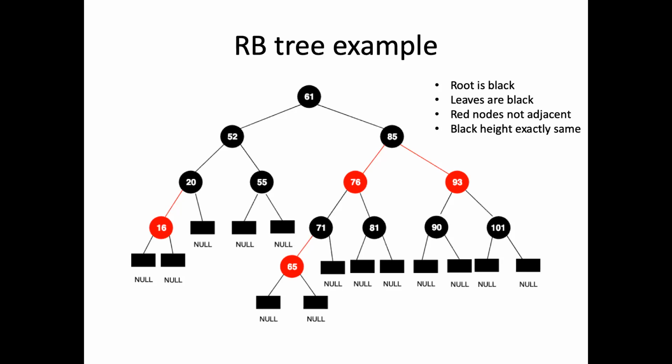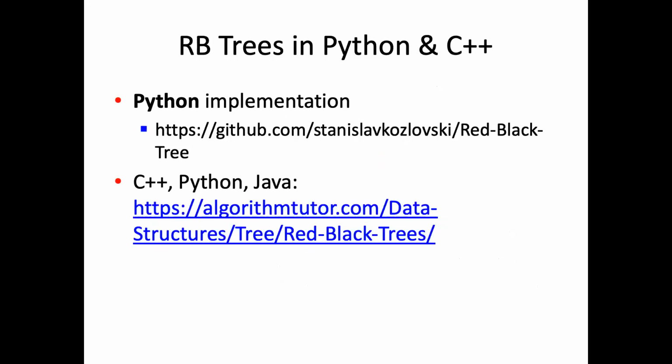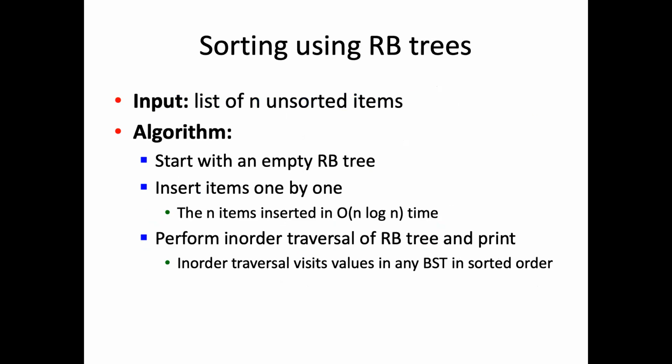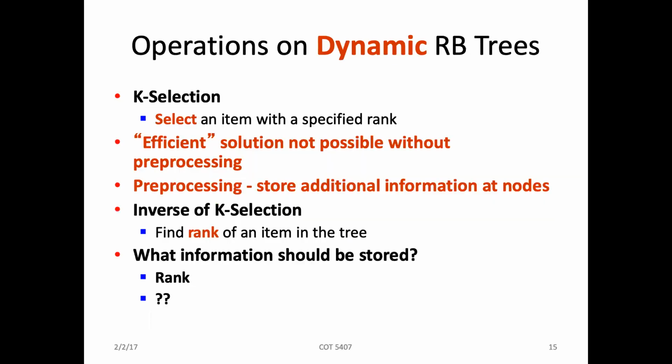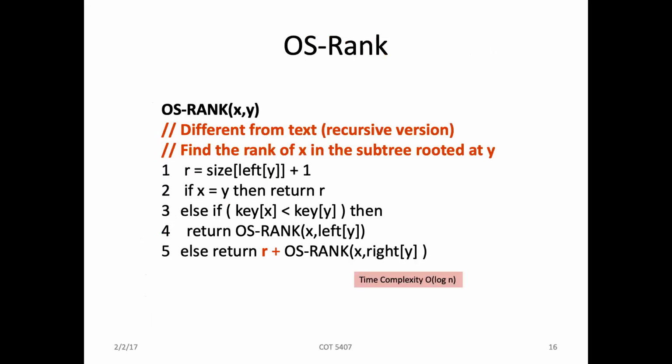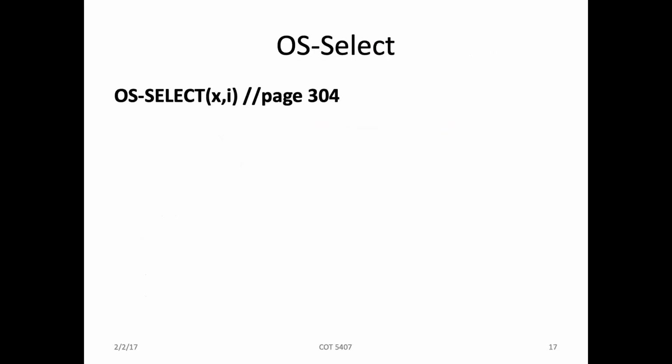So what we've figured out is that if I store the size information at every node in the tree, I can solve both rank and select operations in log n time. Is that clear? Yes. So let's get back to the code here that we had. This is the rank operation, and this is the select operation.